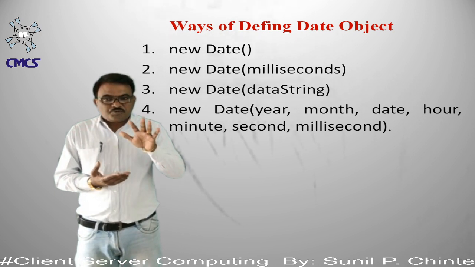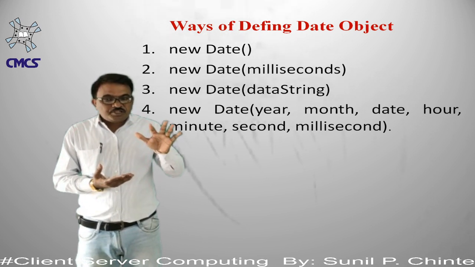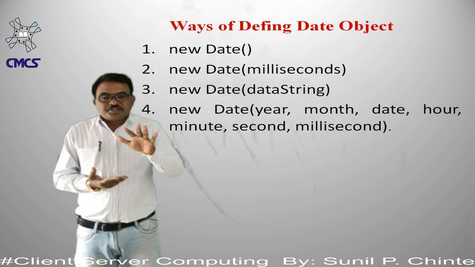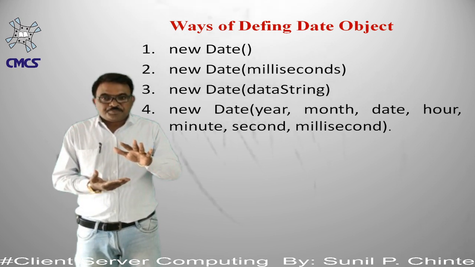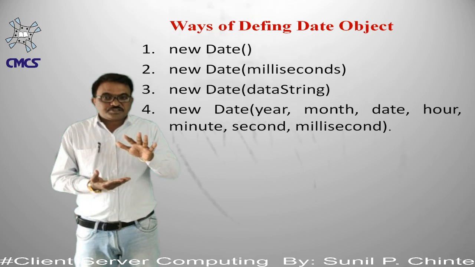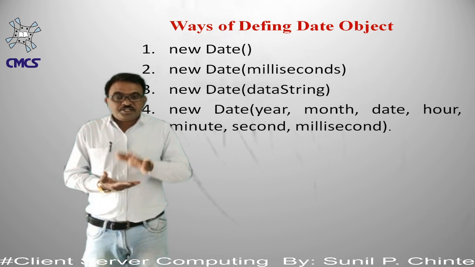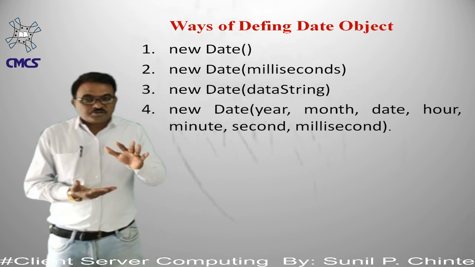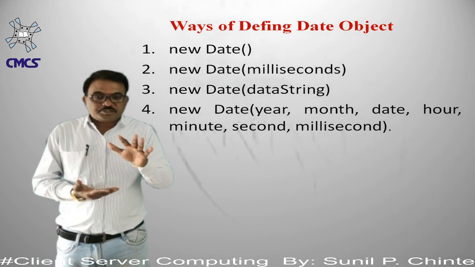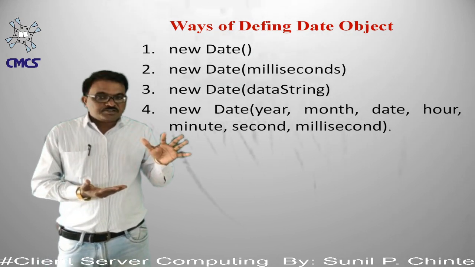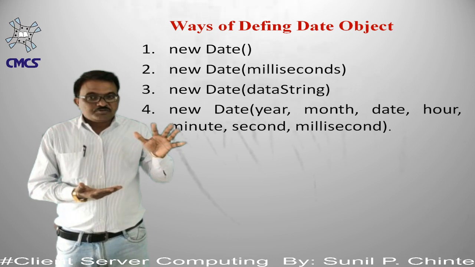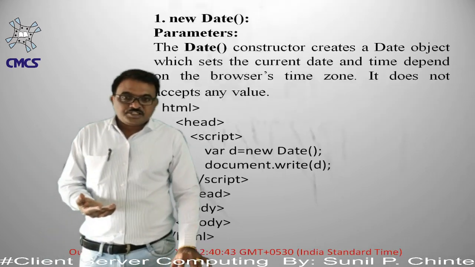So these are the four different ways through which we can create the date objects, by using the new operator. The new operator is used to create the date objects in JavaScript, but there are different arguments that can be used with this constructor. Let's see one by one.